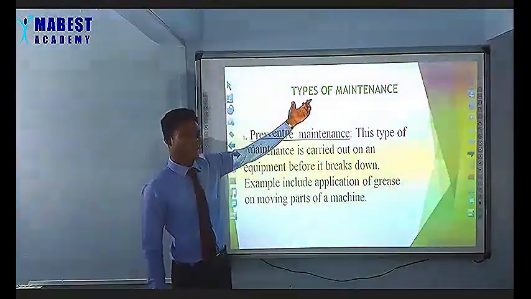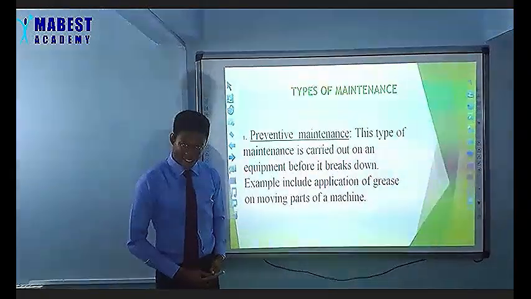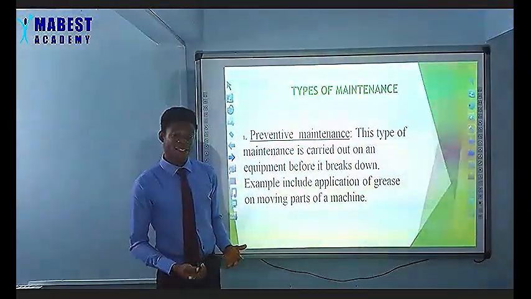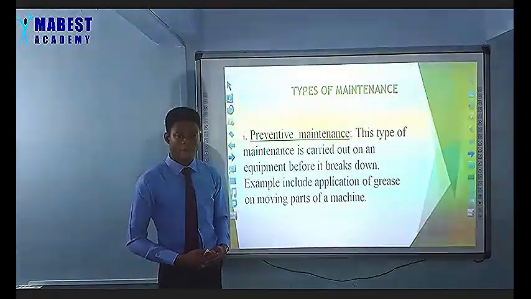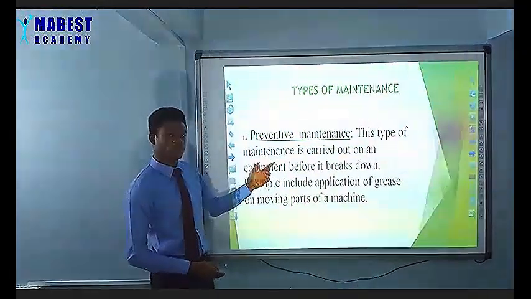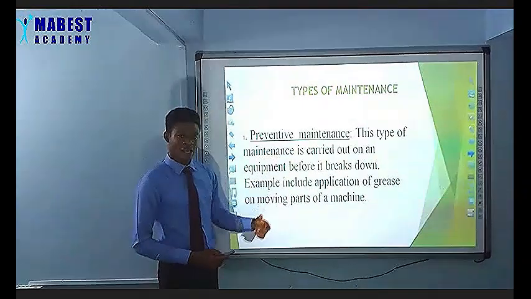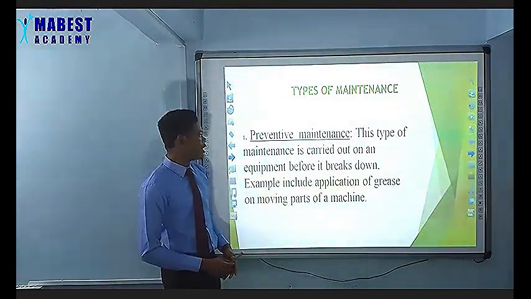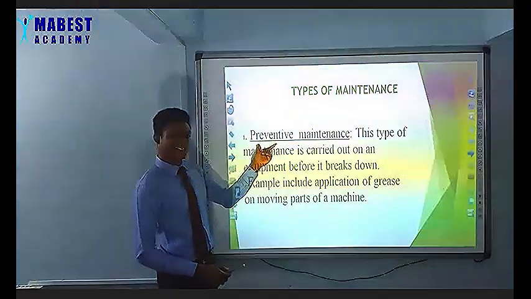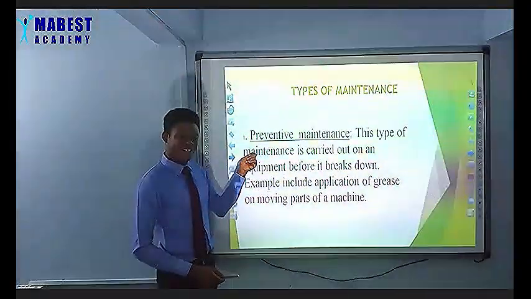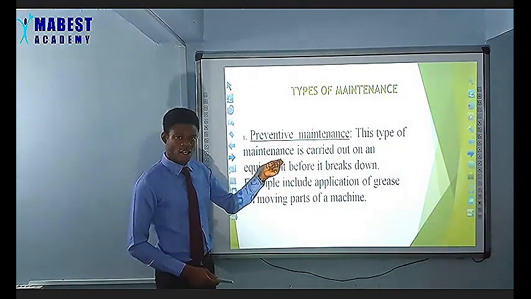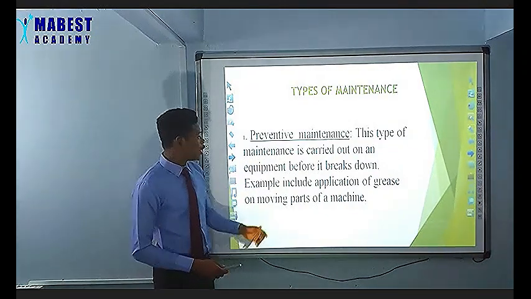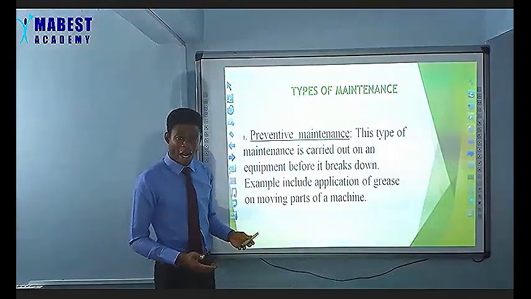Then we want to quickly examine the types of maintenance that we have. Basically, we have three types of maintenance. The first one we'll discuss is the preventive maintenance. Preventive is coined from the word prevent. What does it mean to prevent? Anybody? Yes. To prevent means to avoid.